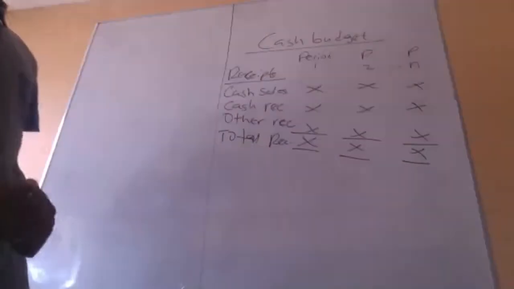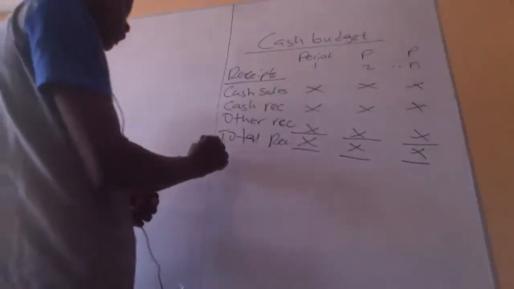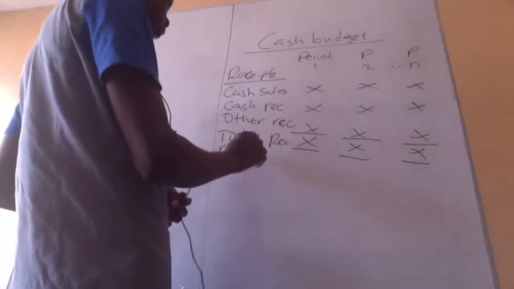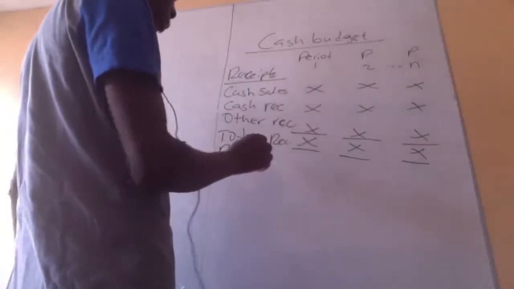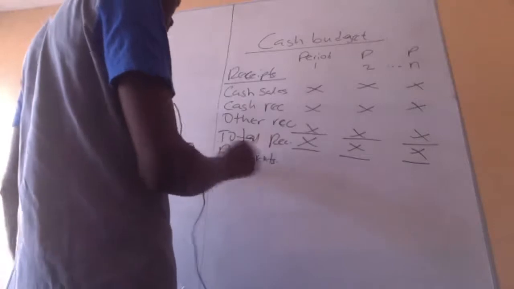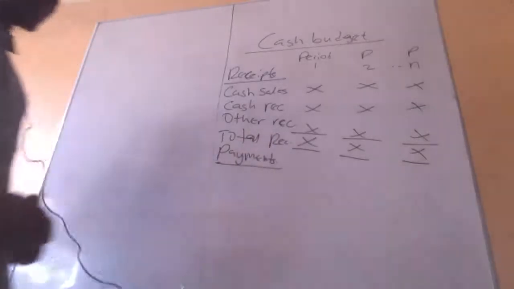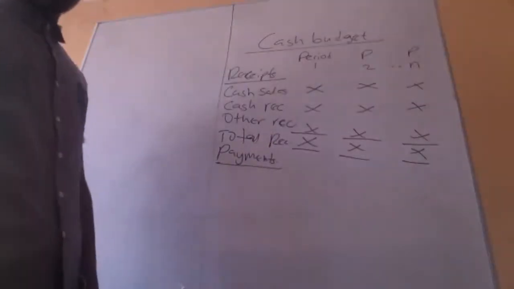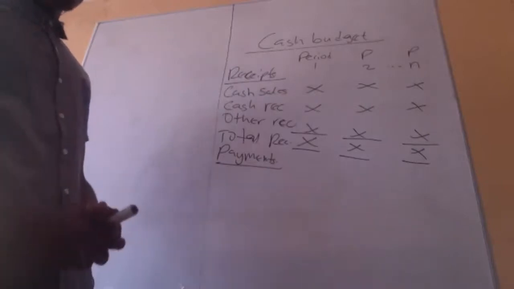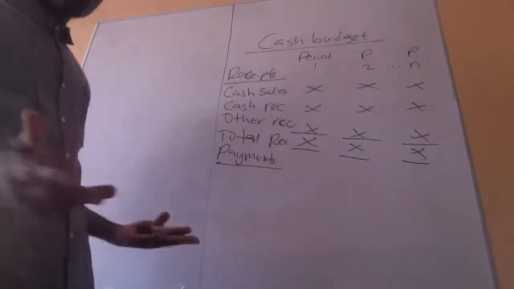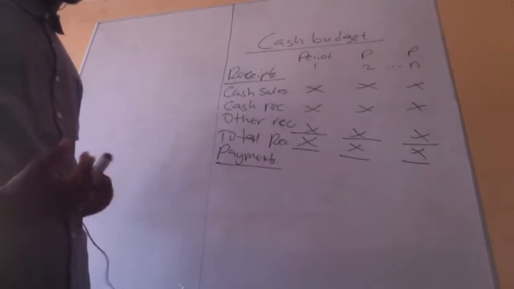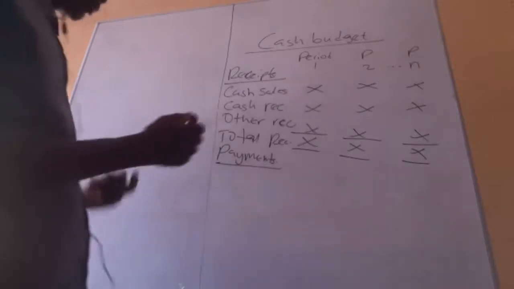Then what do you do again? Then start with your payments. All payments. Now, with the payments, you go through 4 items. Basically, there are 4 items.